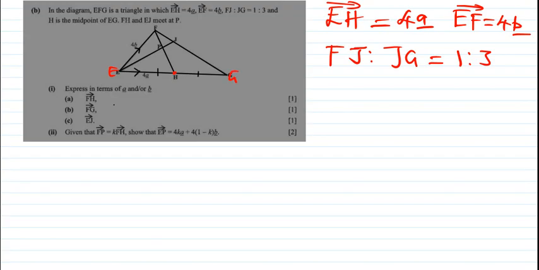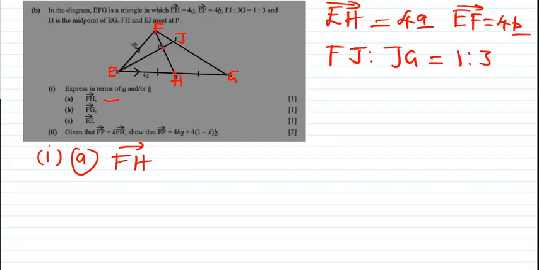And then we are told FH and EJ meet at P. So the line FH, which is this line from F to H, meets the line from E to J at a point P. We are asked first of all to express FH in terms of A and or B, so that's what we have to do here. So let's start. For part A, we're asked to find FH.